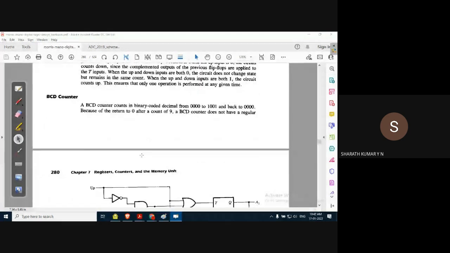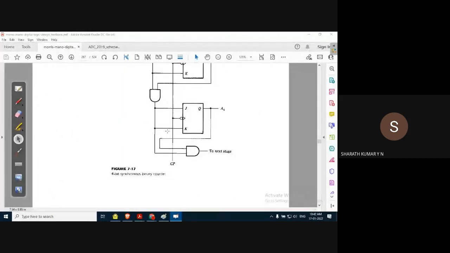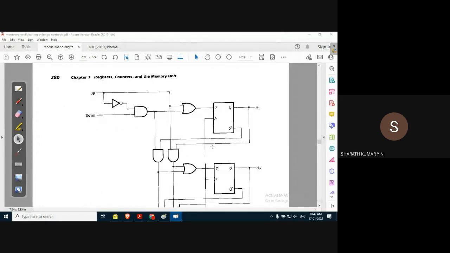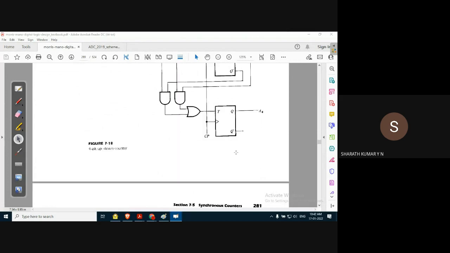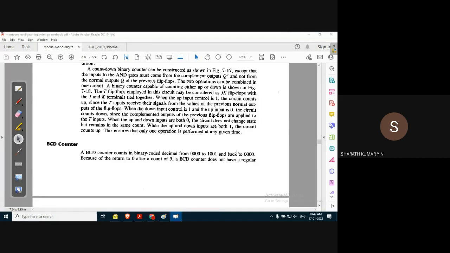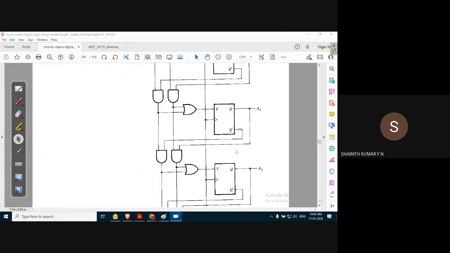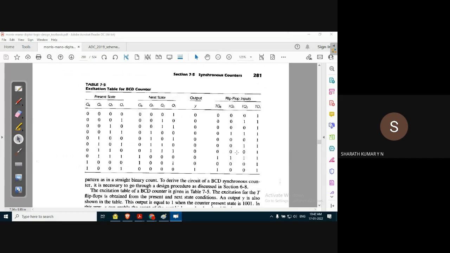BCD counter. What we discussed is a 4-bit synchronous binary counter. Next, modify the same circuit to implement a 4-bit synchronous BCD counter. Let us look at the up-down counter for BCD. I think the up-down counter is discussed here.